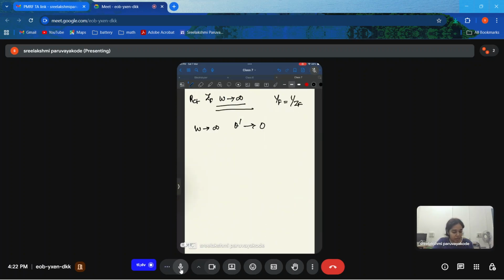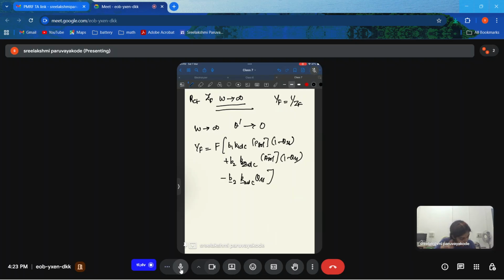If in that case, how will I simplify this? YF becomes F into B1 K1 DC P solution 1 minus theta SS plus B2 K2 DC A solution 1 minus theta SS minus B minus 2 K minus 2 DC theta SS. I find something of this form. Now I have to solve this. This is how I've simplified YF. So why did I do that? RCT is nothing but the impedance when omega tends to infinity.